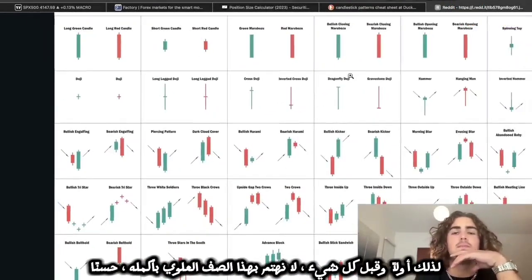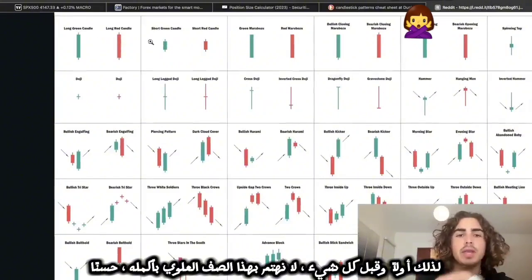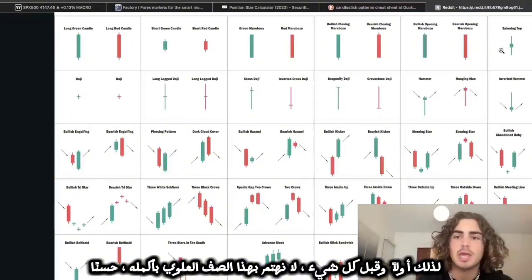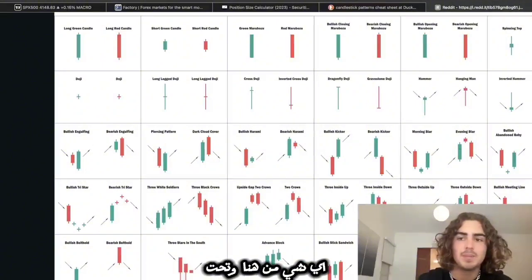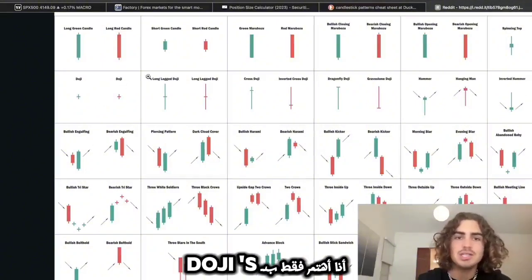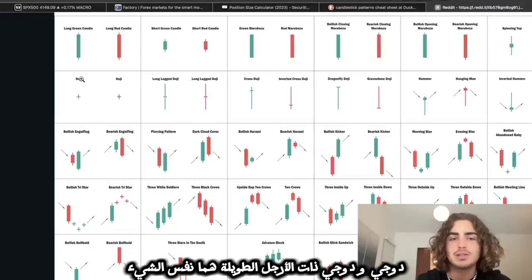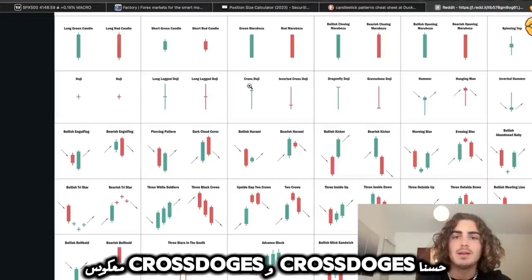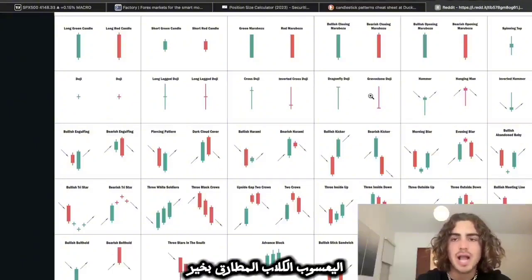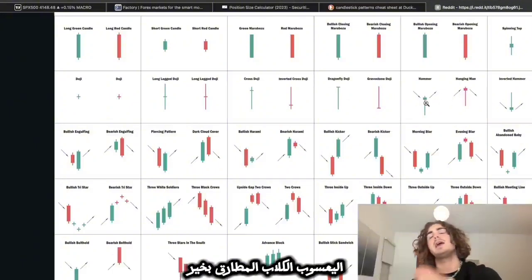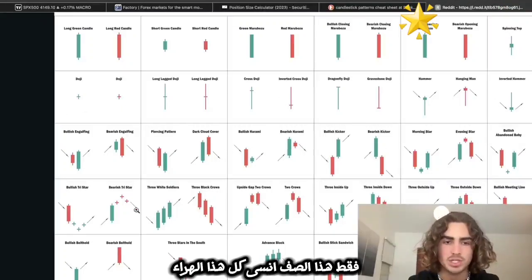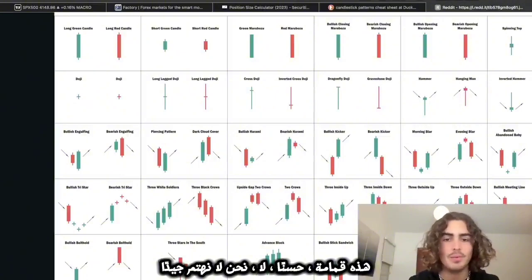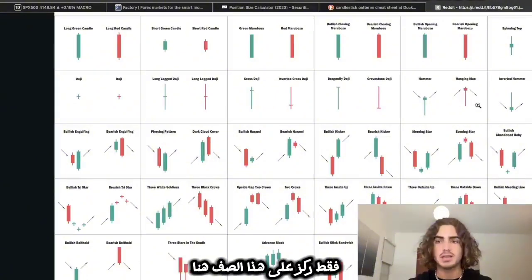First of all, we don't care about this entire top row. I also don't care about anything in here, anything from here and below. I only care about dojis. Long-legged dojis and dojis are the same thing. Cross dojis and inverse cross dojis, dragonfly dojis, hammers. Those are the only things I care about. Just this row. Forget about all this other stuff. Just focus on this row right here.